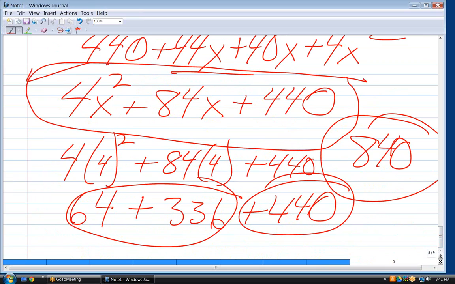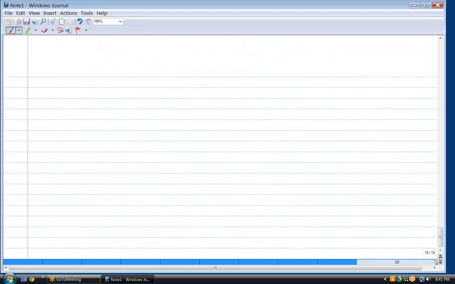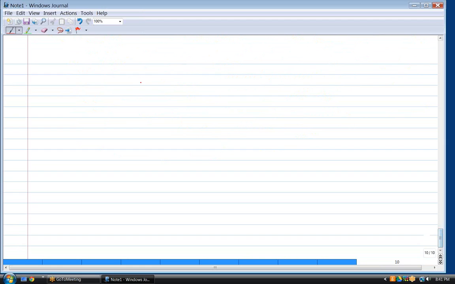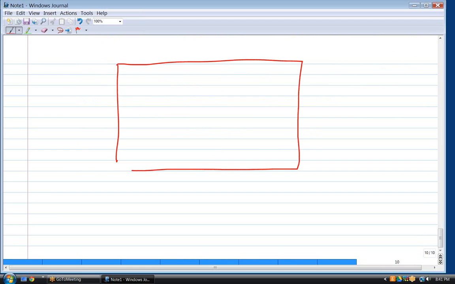Okay, this one says write a polynomial that represents the area of the shaded region. So the first one is a rectangle, and the width is 2x minus 9, and the height is x plus 5.